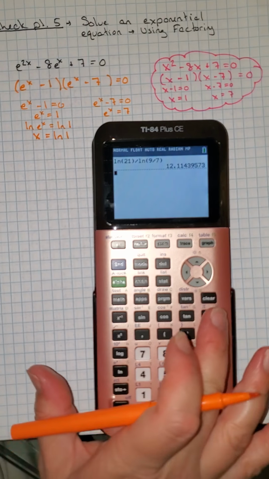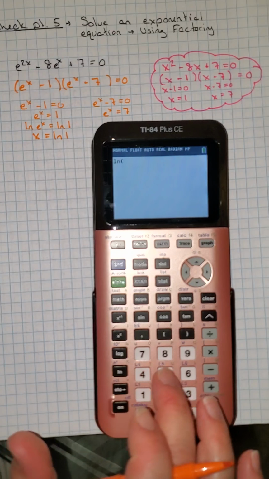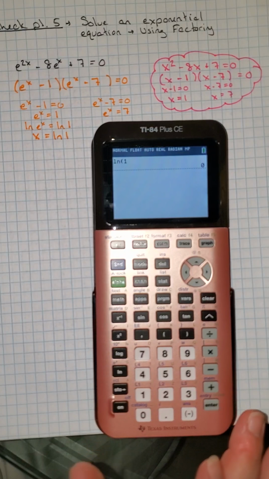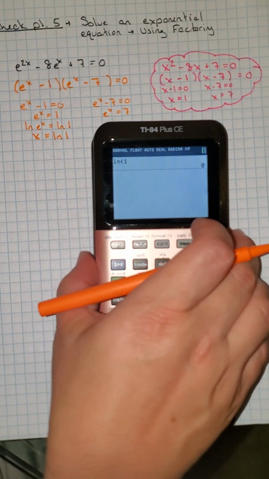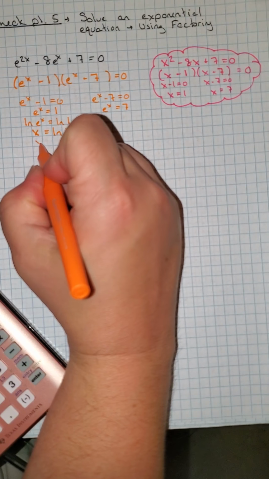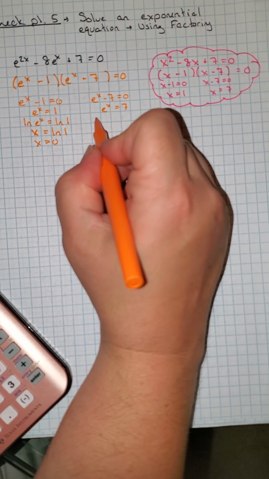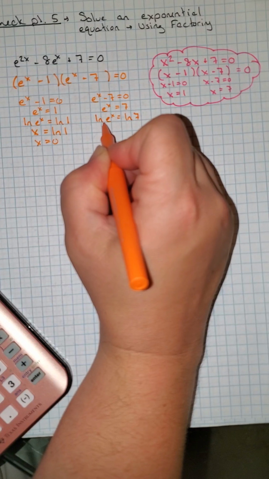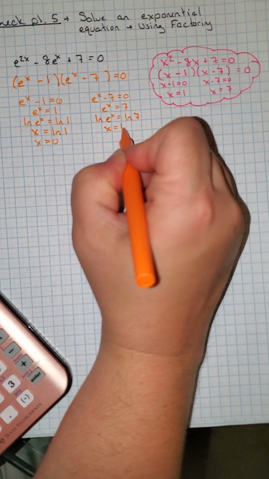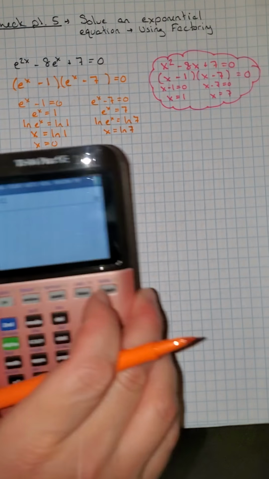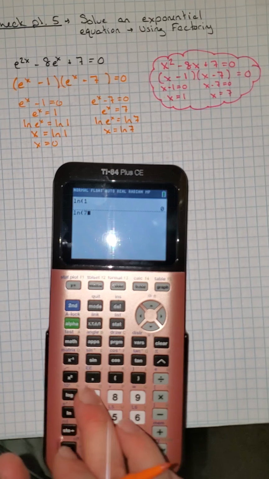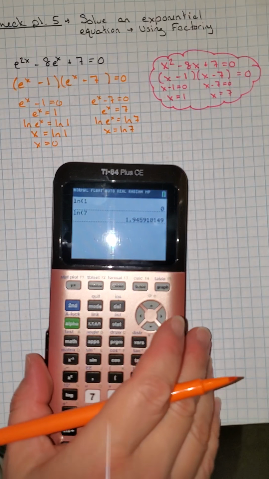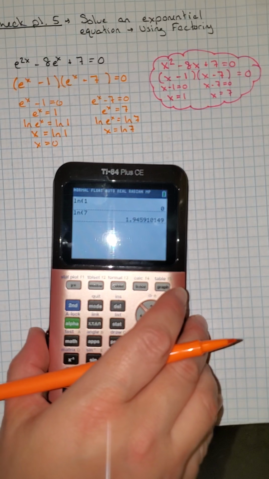If you're not sure, you can always use your calculator and just do the natural log of 1, and you get 0. So this one's nice. It works out nicely. You get x is 0. This one, taking the natural log of both sides, you get x equals the natural log of 7. Not as nice of a number, but as long as you have a calculator, you can just enter it. You get 1.946.